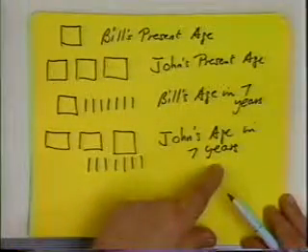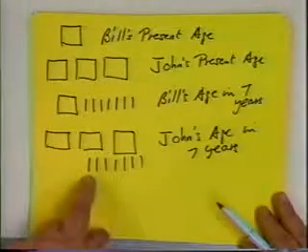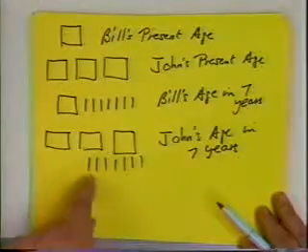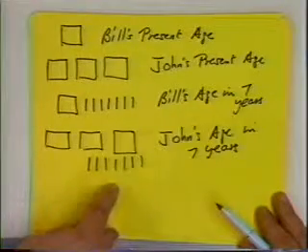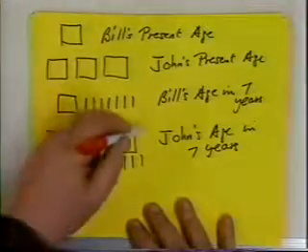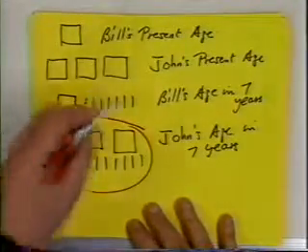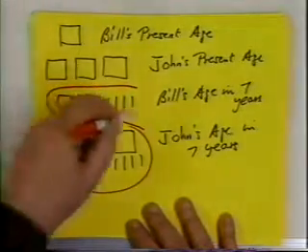How old will John's age be in 7 years? Well, he's already 3 boxes, and it'll also be what? 7 years, 7 little marks over here. Now, what do we know? What we know is that whatever John's age is 7 years from now, represented by this picture, it's going to be what? Twice what you see over here.